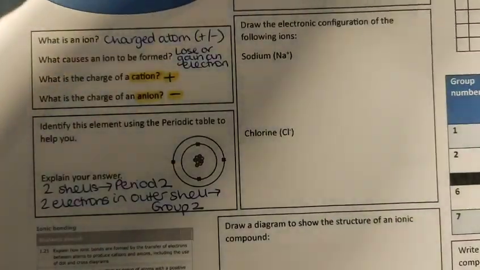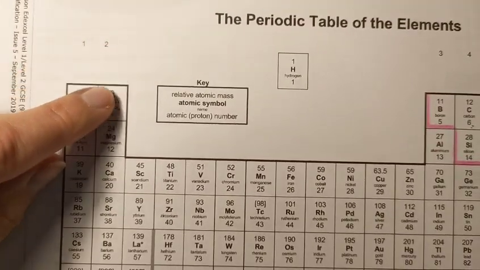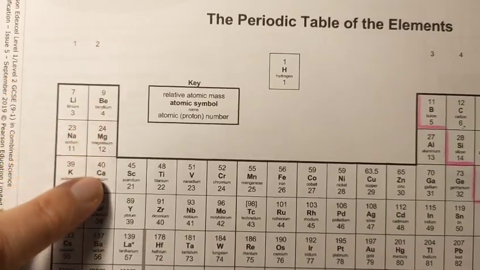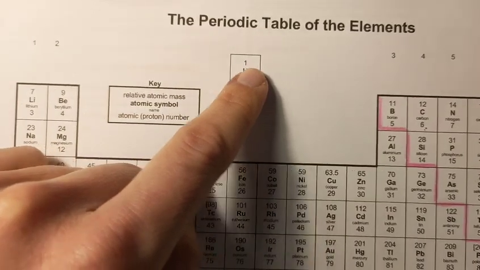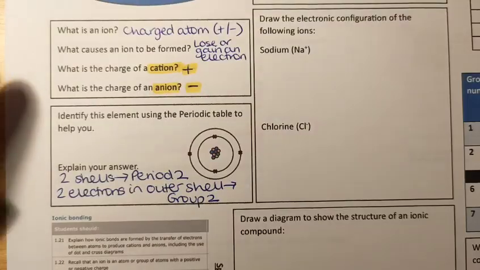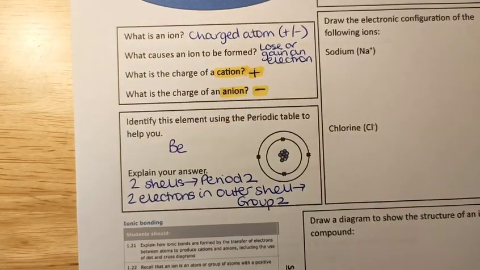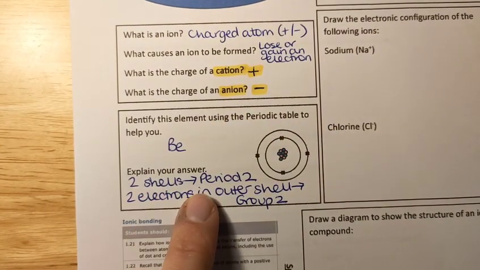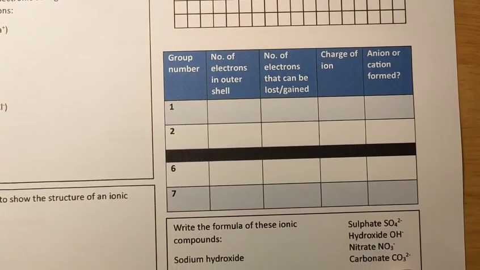Let's get my periodic table out. Here we go. We're in group 2, which is this column here. Period 2. Remember there's 1 across the top where hydrogen is 1, 2. So it is beryllium, Be. Be is beryllium. Because it has 2 shells, it's in period 2, and 2 electrons in the outer shell, so it's in group 2.